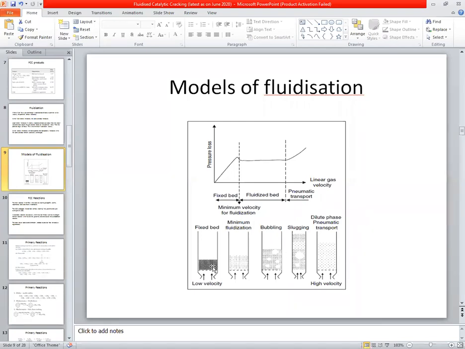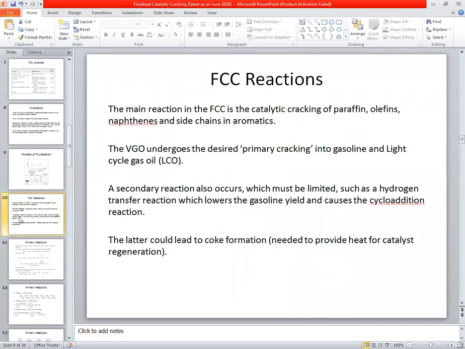But see here, in the fixed bed condition, normally in fluidized catalytic cracking, we will not use this type of configuration. We will use it like this, starting from minimum fluidization to pneumatic transport. Fluidized. That is why it is called fluidized catalytic cracking.